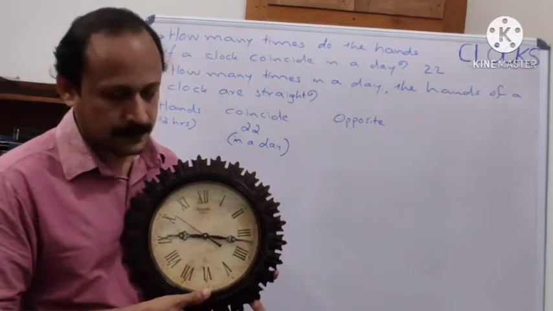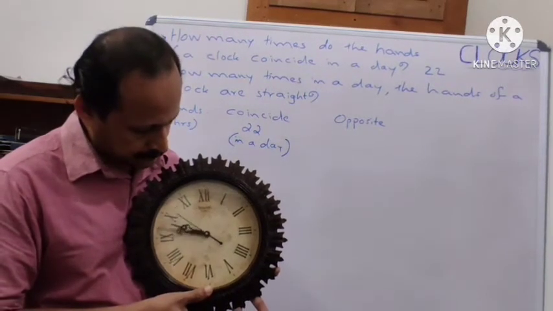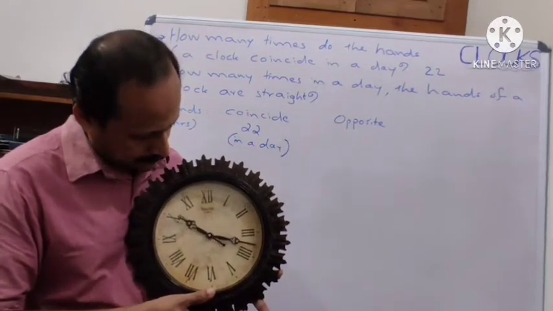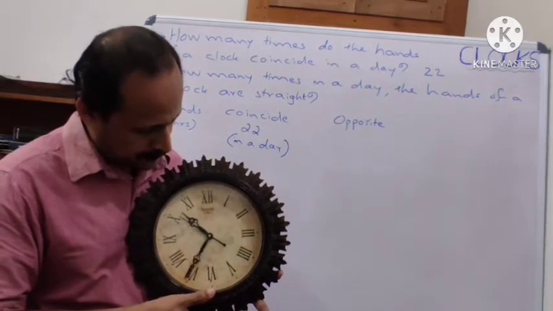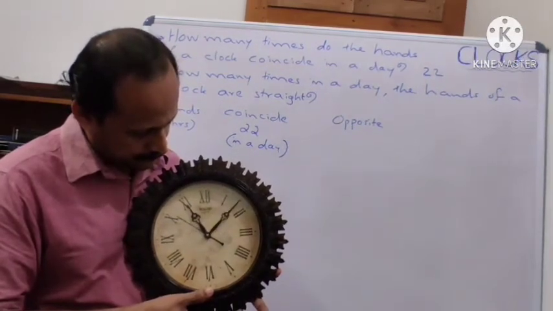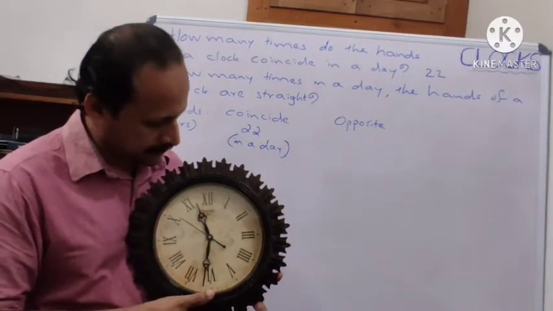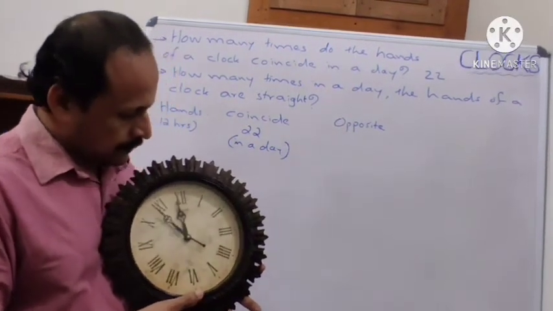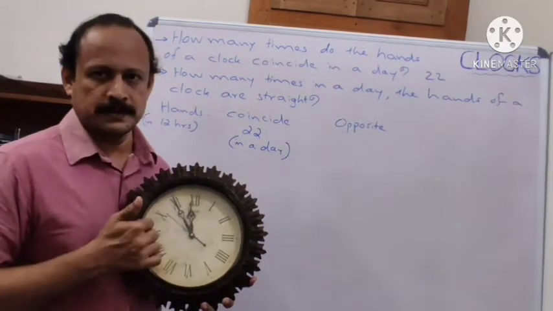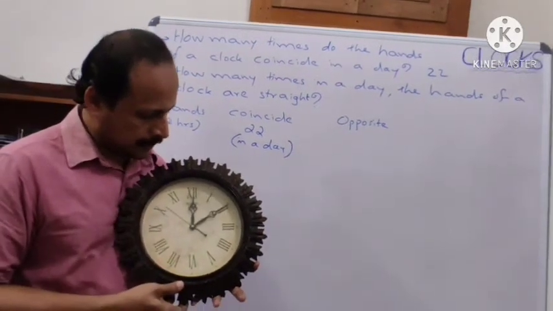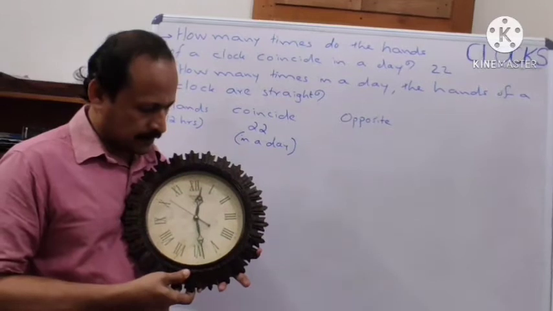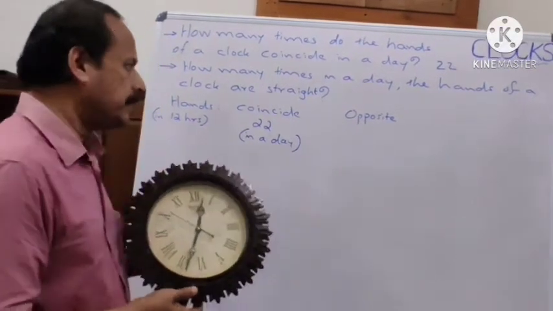After 9 o'clock, ninth case. After 10 o'clock, 10th case. After 11 o'clock, the 11th case. So, in 12 hours, the hands are in opposite directions exactly 11 times.